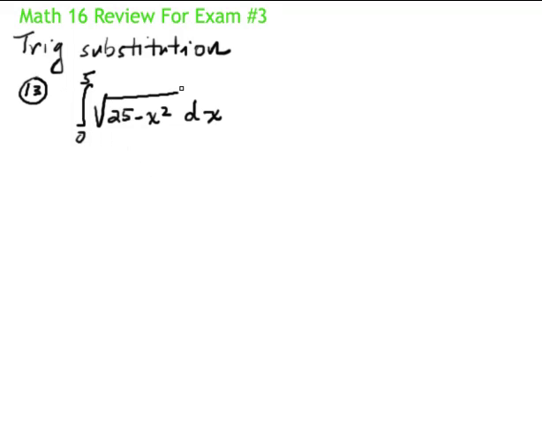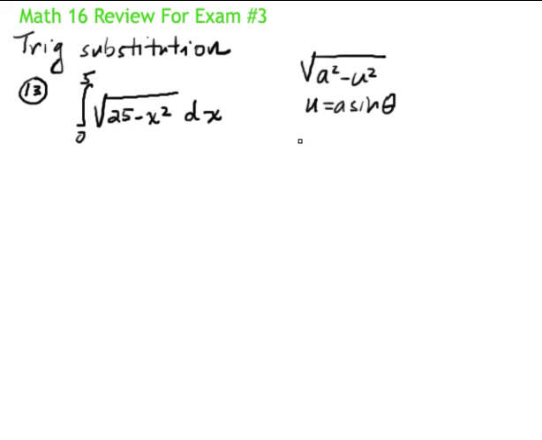The next few problems in our review are about trig substitution. In this integrand, we have a square root of 25 minus x squared. Whenever we have something of the form square root a squared minus u squared, where a is a constant and u is some function of x, it could be 4x squared, for example, then the trig substitution that we do is u equals a sine theta. And that's the case here.